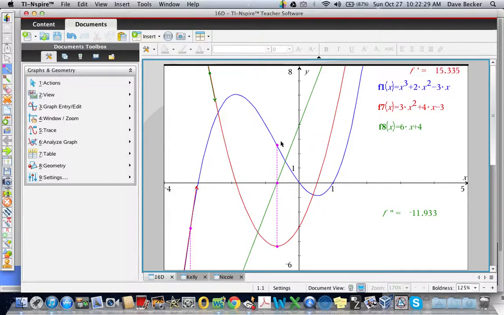To start, I just want you to take a look up here at the value of the first derivative. Right now the value is 15 rounded to the nearest whole number. And it's going to change as I drag the slope of the tangent to the curve, because that's the derivative, remember?